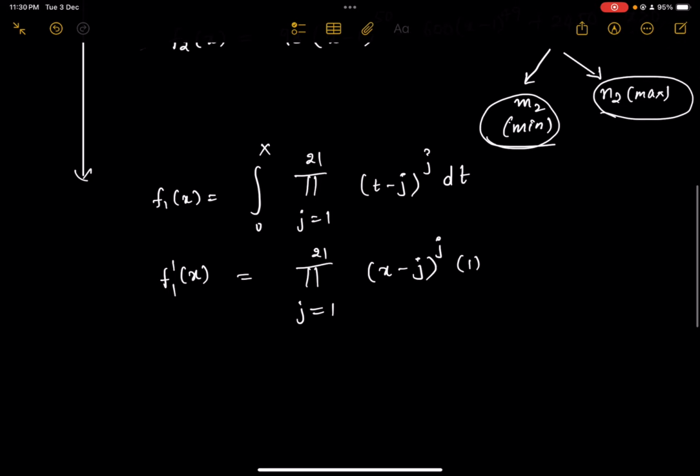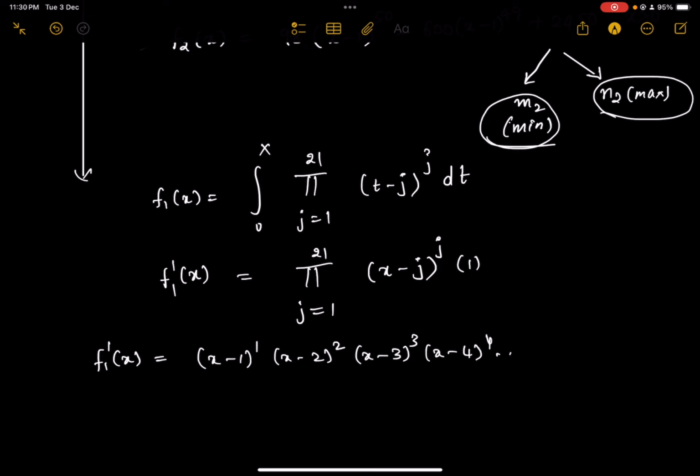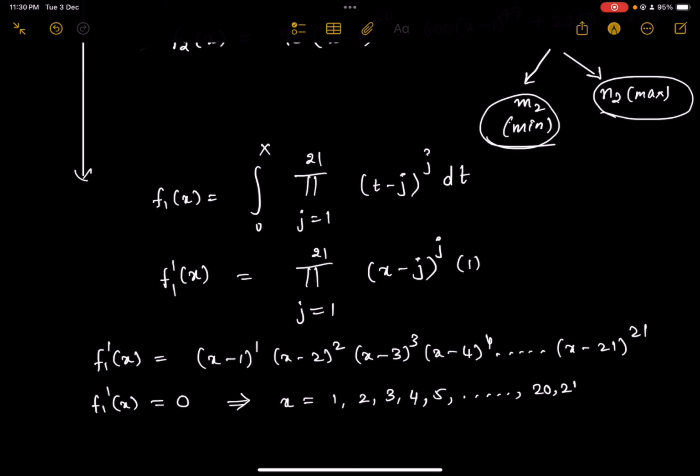So let us expand this. F1 dash of x is equal to (x minus 1) whole power 1, (x minus 2) whole square, (x minus 3) whole cube, (x minus 4) whole power 4, and so on, into (x minus 21) whole power 21. So to find the extreme points, f1 dash of x is equal to 0. That implies x will be 1, 2, 3, 4, 5, and so on, 20, 21.